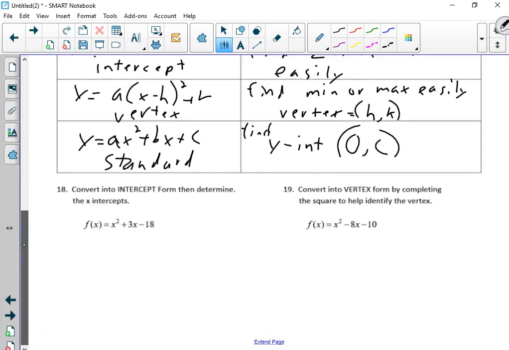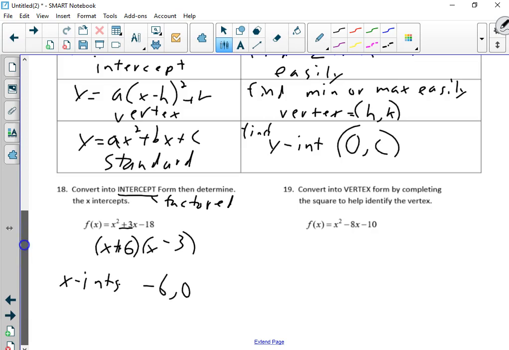All right, 18. Convert into intercept form, then determine the x-intercepts. Okay? Intercept or factored form. So we need to break this down. x times x. Two numbers that multiply to give us 18 that differ by 3. And we want more positives. So the intercepts are at negative 6, 0, and 3, 0. Just set both of these equal to 0.